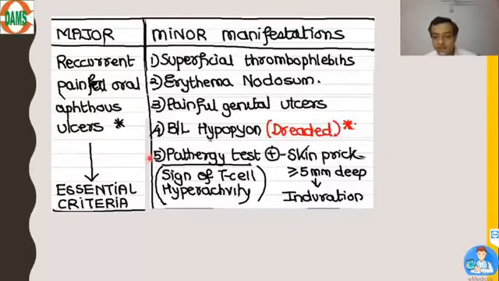So what is the test? You have to give a skin prick more than 5 millimeter deep using, of course, a sterile needle. Don't prick with a contaminated one. When you give more than 5 millimeter deep, it can cause induration. That is called pathergy test positive.